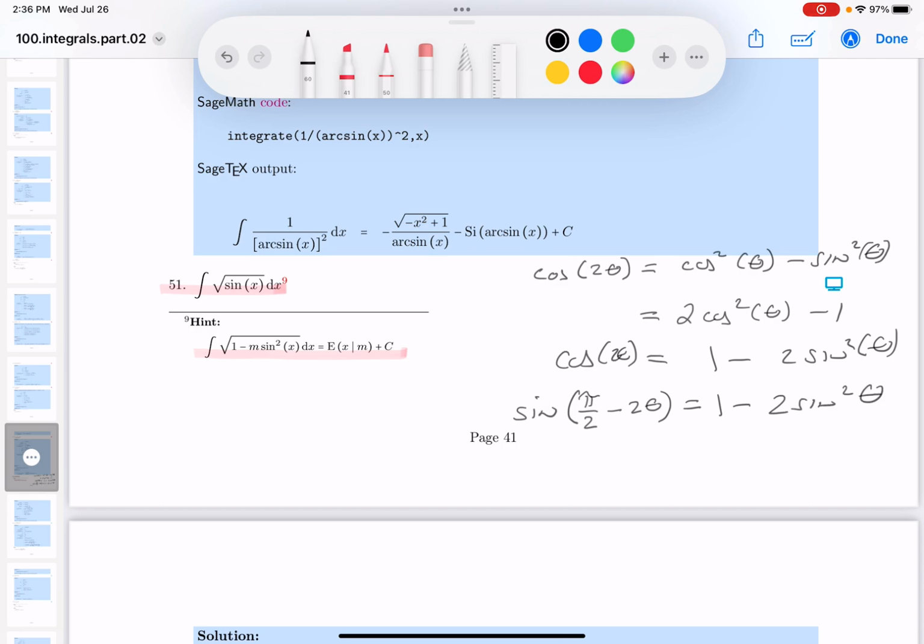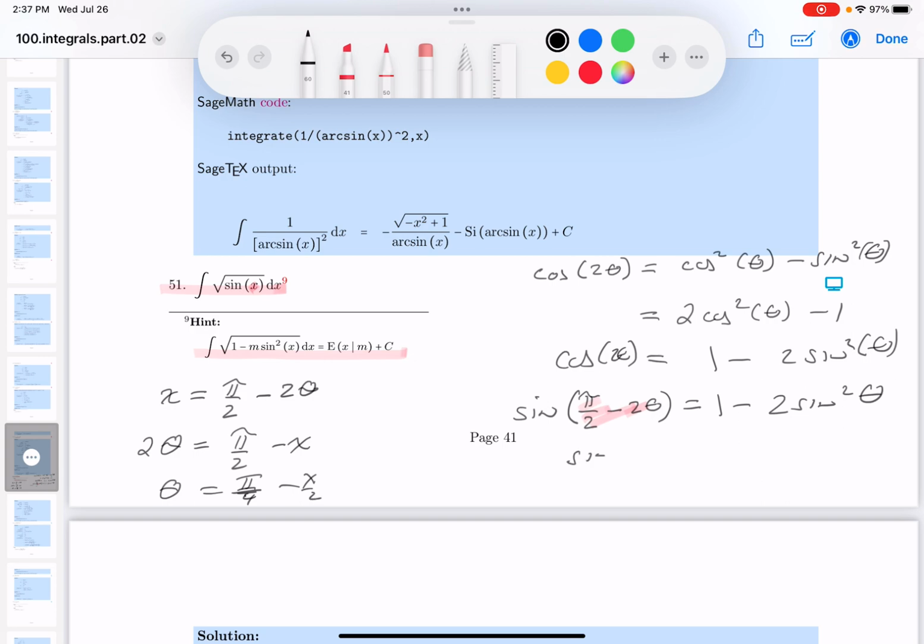Well, I'm getting closer. But now I'm going to start to realize that I want this thing to look like this thing. Let's write that down. So I want x to look like pi over 2 minus 2 theta. I'm going to solve for theta. And what do you get there? 2 theta equals pi over 2 minus x, or theta is pi over 4 minus x over 2.